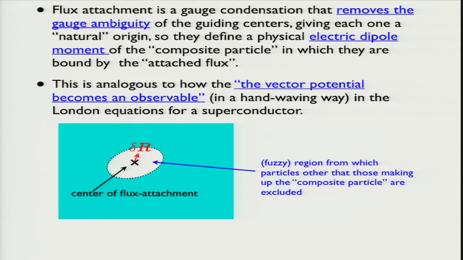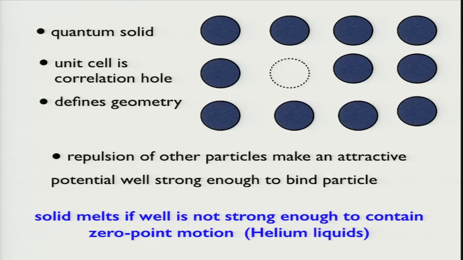In many ways, that's like a kind of hand-waving talk, I guess maybe Phil Anderson was saying, that gauge invariance was respected. In the London equations, of course, the vector potential is said to become observable once the gauge symmetry has been broken. In this certain way, when the flux attachment happens, the displacements of the particles become observables because they get a natural origin to displace against. So there's a strong analogy between the formation of these incompressible liquids and a quantum solid.